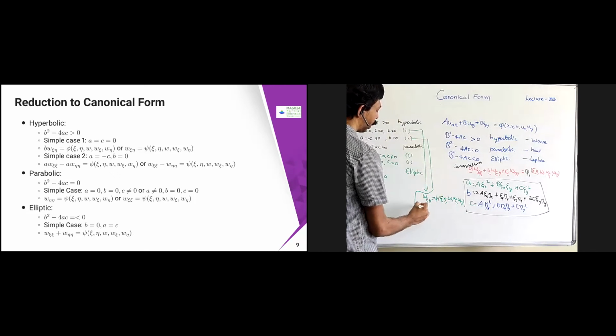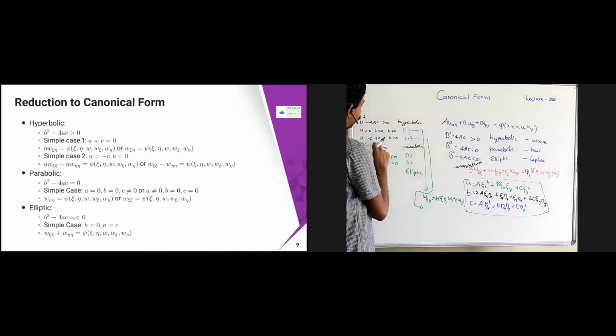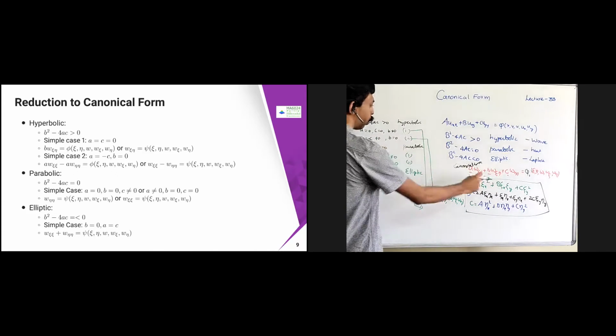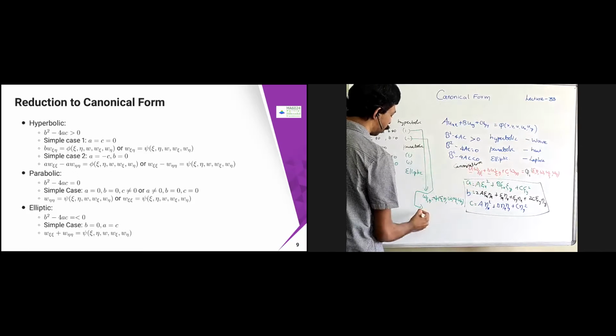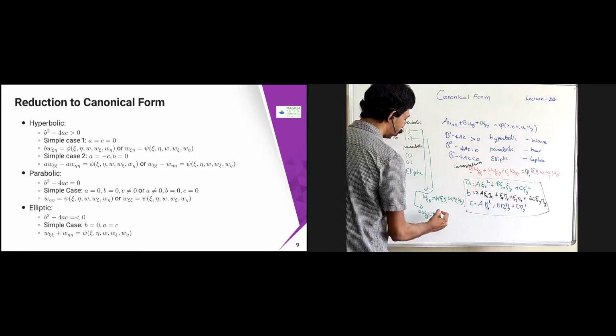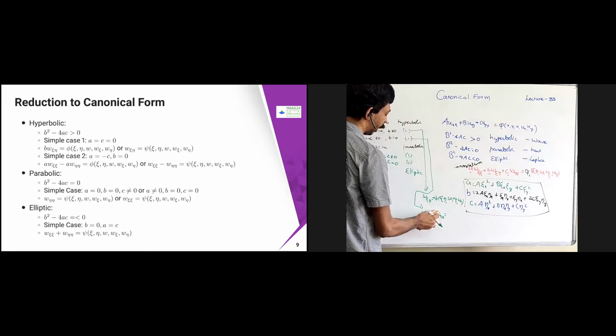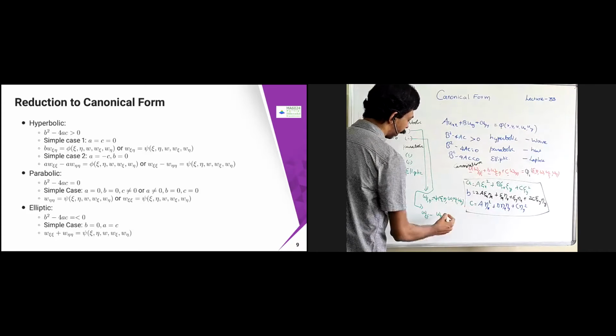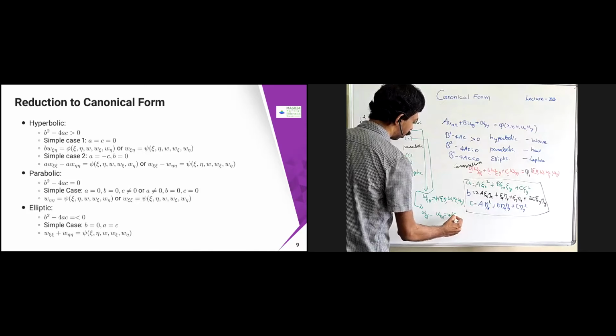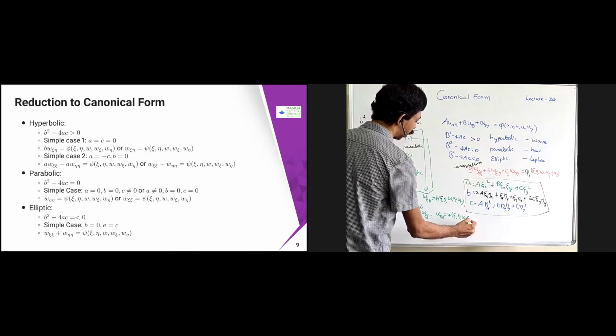Now the second case: a equal to minus c and b equal to 0. Therefore this term will not be there, only this term is going to come. So I am going to get a into w chi minus c into w eta, or again a, since a equal to minus c, so a into w eta equal to psi 1. Again I divide that by a. Then I can write this as psi of chi, eta, w, w chi, w eta.